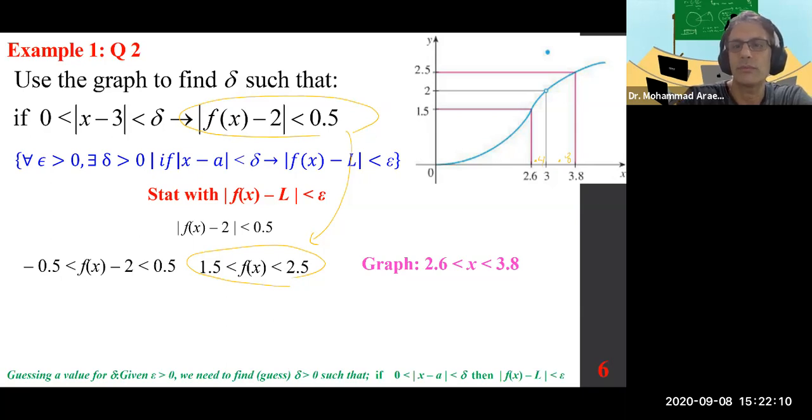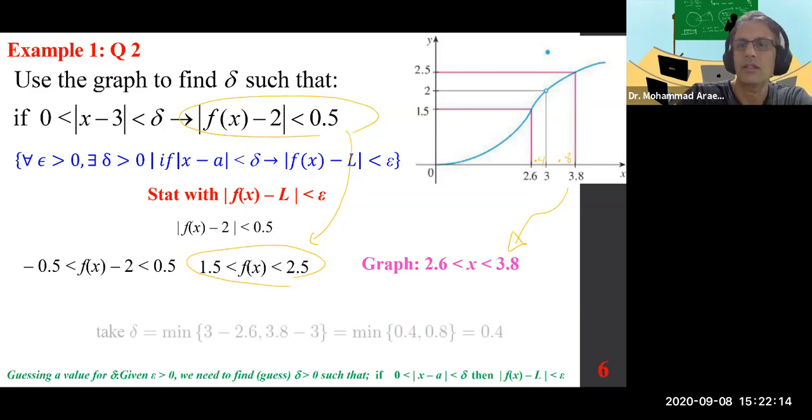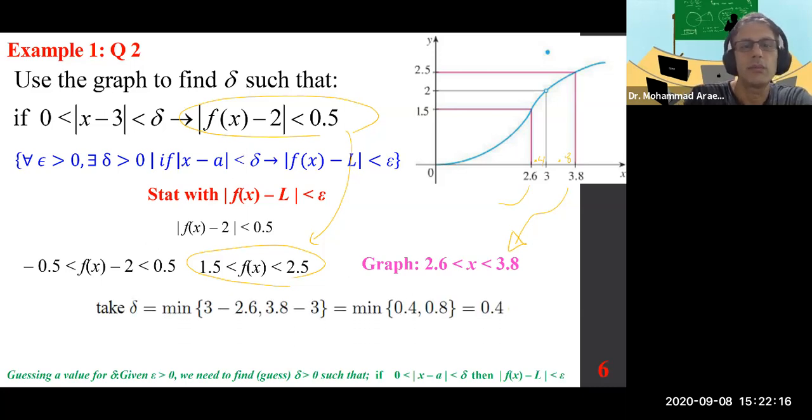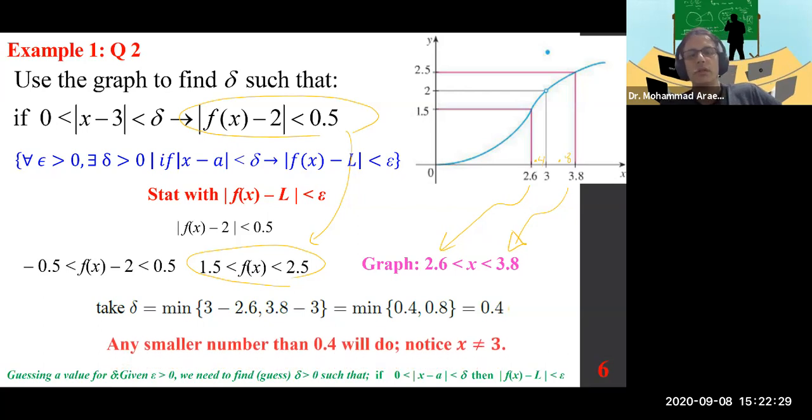This is what we have, but ultimately, and this one is 2.6, okay. You have to calculate the delta. There are two different values. You go with the smaller of the two, okay? I can't emphasize this enough. Any smaller number will do.